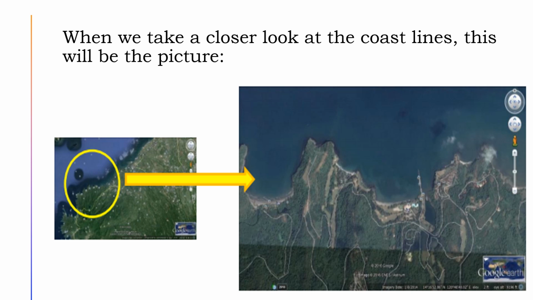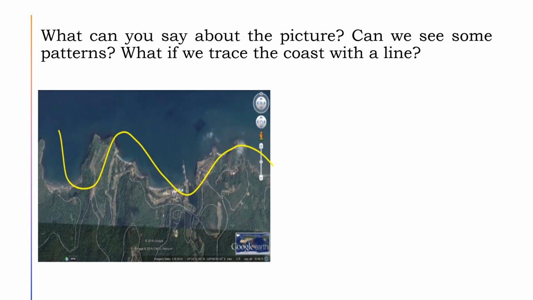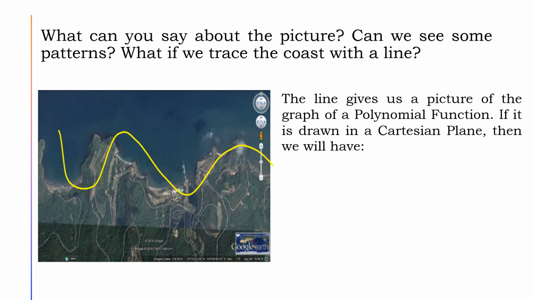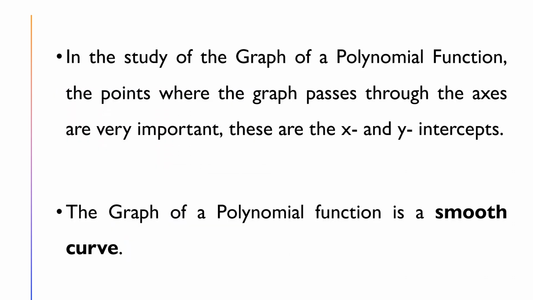When we take a closer look to the coastline, this will be the picture. What can you say about the picture? Can we see some patterns? What if we trace the coast with a line? Like this. The line gives us a picture of the graph of a polynomial function. If it is drawn in a Cartesian plane, then we will have this figure. The graph of a polynomial function is a smooth curve.